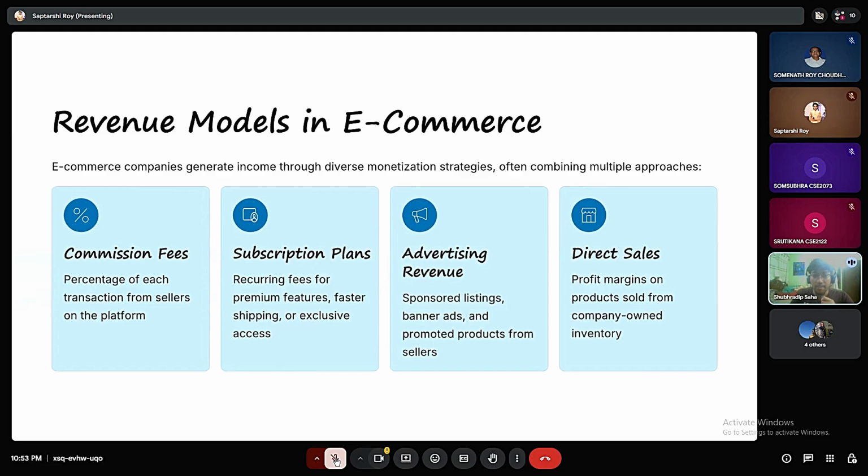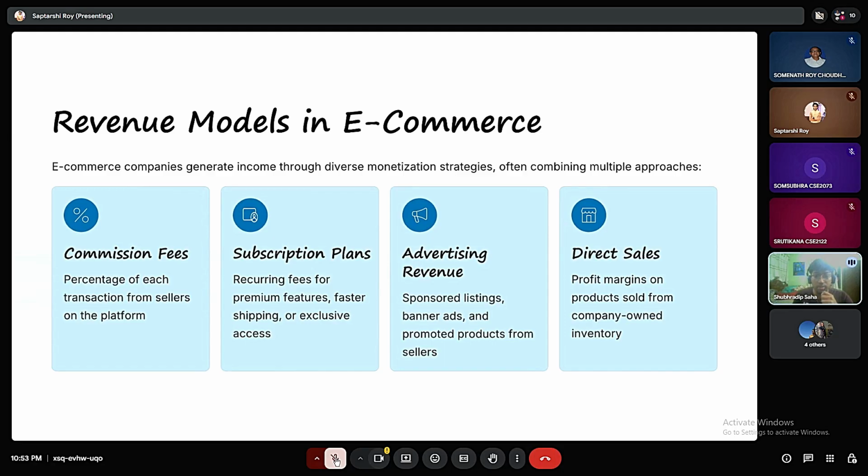Next, we have advertising revenue. Advertising revenue is mainly sponsored listings, banner ads, and promoted products from sellers. Advertising is a great way of selling a product by using social media or different in-real-life advertising. The last type is direct sales, where profit margins come from products sold from company-owned inventory. That is, the company is directly selling their products.